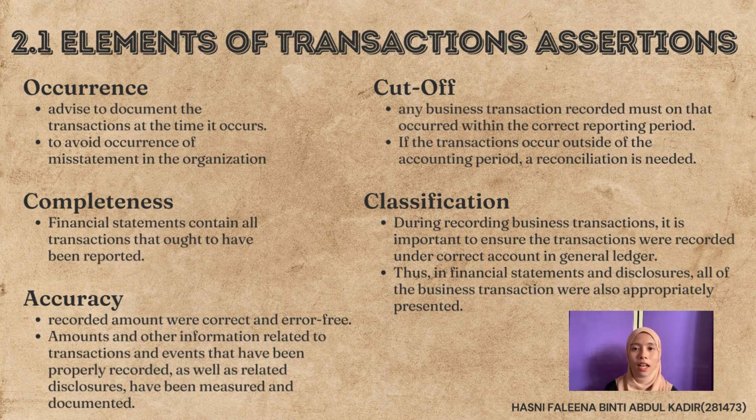Secondly, completeness. The financial statements actually contain all transactions that ought to have been reported. Third, that is accuracy. In any transactions recorded, it is very crucial for the executive to ensure that the recorded amounts are correct and error-free. Amounts and other information related to the transactions and events have been properly recorded, as well as related disclosures, have been measured and documented.